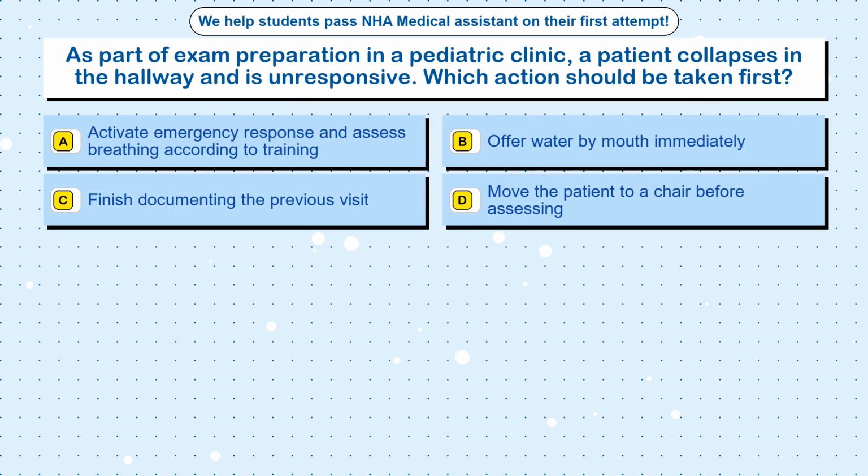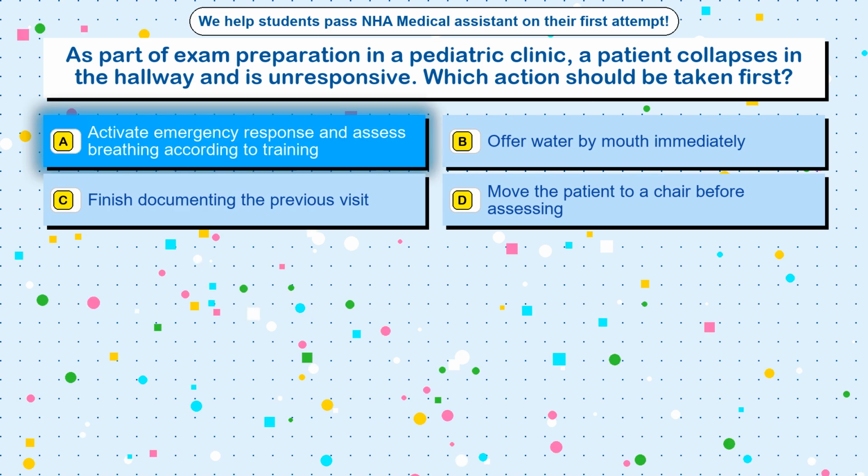Question 90. As part of exam preparation in a pediatric clinic, a patient collapses in the hallway and is unresponsive. Which action should be taken first? Option A. Activate emergency response and assess breathing according to training. Option B. Offer water by mouth immediately. Option C. Finish documenting the previous visit. Option D. Move the patient to a chair before assessing. The correct answer is option A.